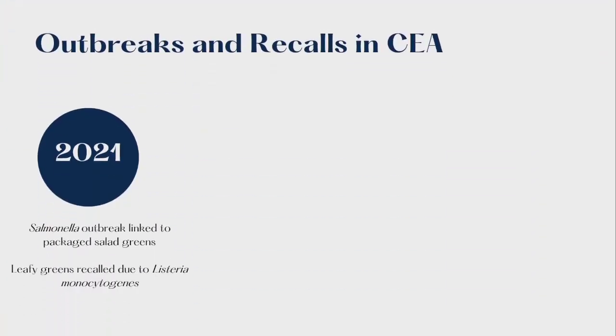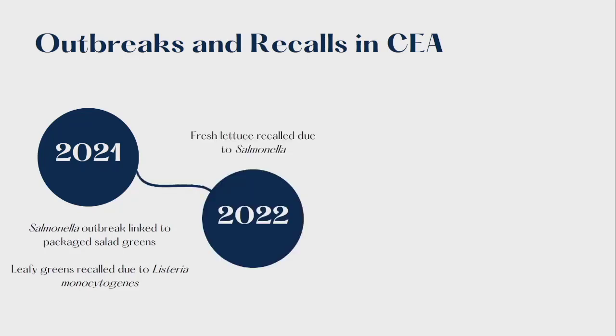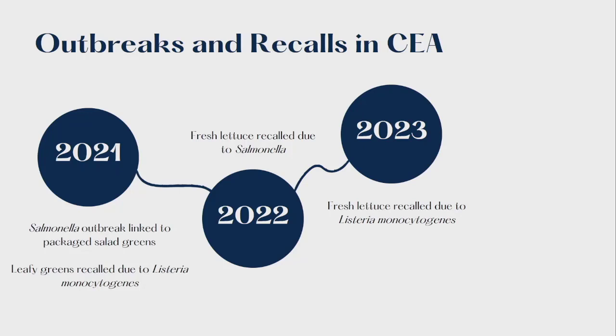But in 2021, there was the first documented outbreak linked to indoor grown lettuce, and that was due to salmonella on prepackaged lettuce. There was a grow on an indoor farm. And in the same year, leafy greens were also recalled due to Listeria monocytogenes contamination. Then the next year, there was another recall with fresh lettuce that was grown indoor linked to salmonella. And in 2023, there was another big recall from fresh lettuce grown indoor with concerns on Listeria monocytogenes.